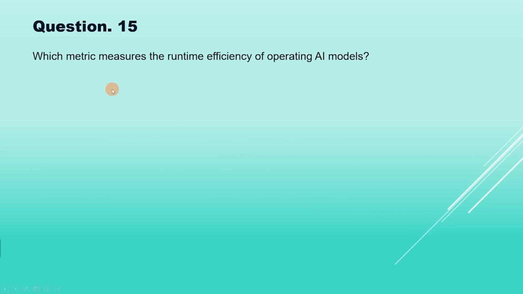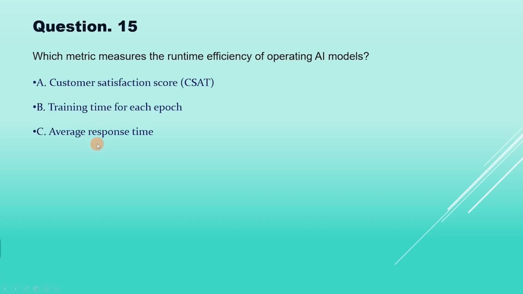Now question number 15. Which metric measures the runtime efficiency of the operating AI models? Here are the options. Customer satisfaction score CSAT. Option B, training time for each epoch. Option C, average response time. Option D, number of training instances. Take your time to guess the answer.